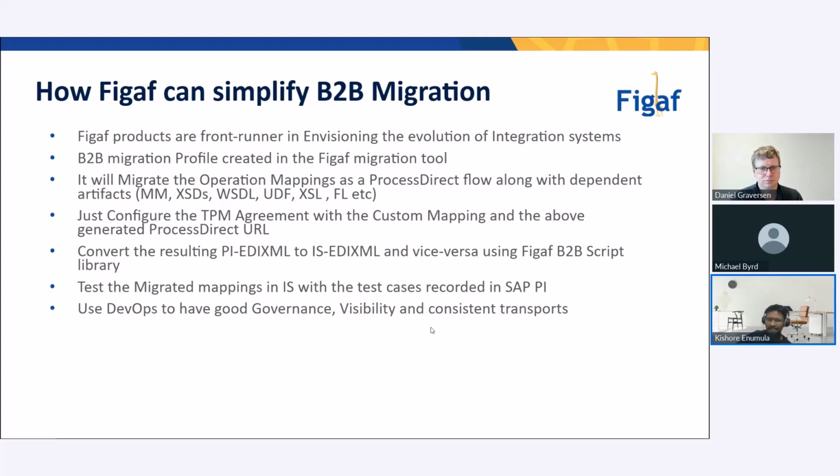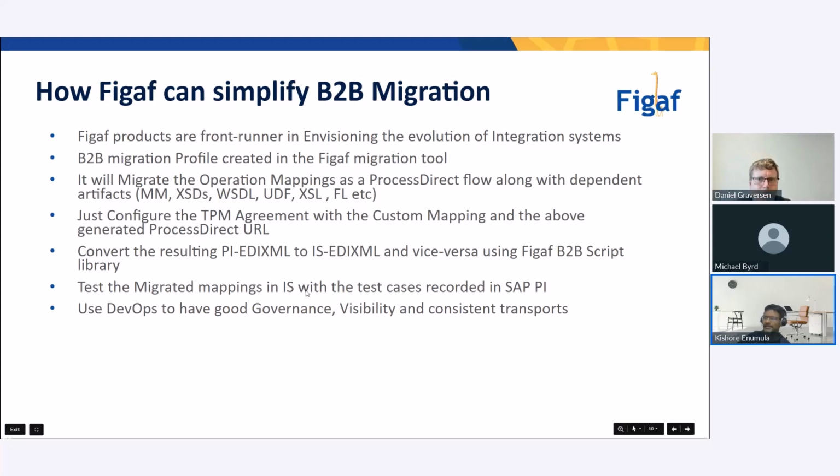And then we have a B2B migration profile, which basically migrates the operation mapping, and underneath that the message mapping, XSLT, or UDFs, all the functional libraries, everything. All the dependent objects are migrated, and then they are created as an iFlow with the process direct call. So when you actually create a TPM agreement, I'll show you later in the demo, you just need to add this process direct endpoint to the TPM agreement.